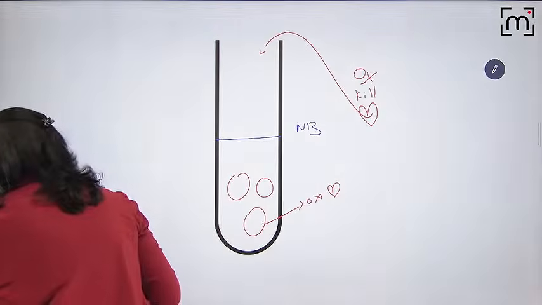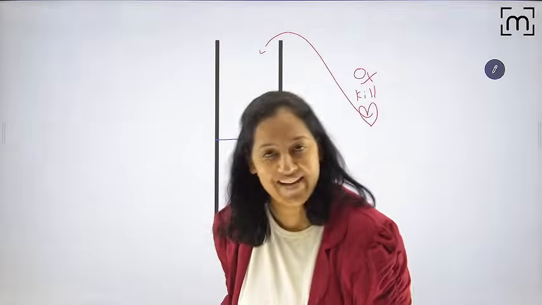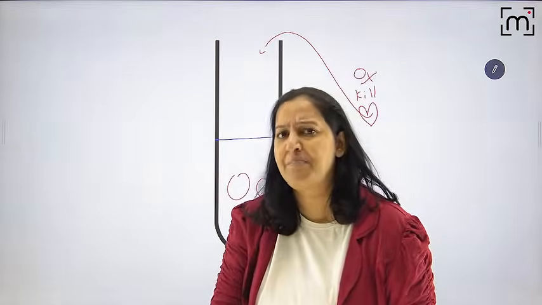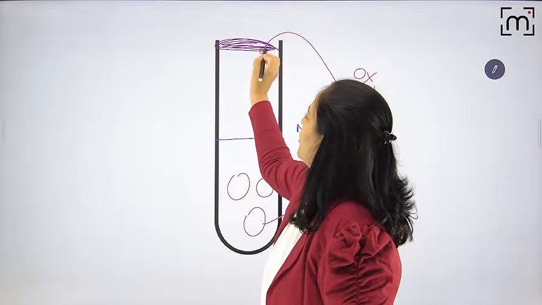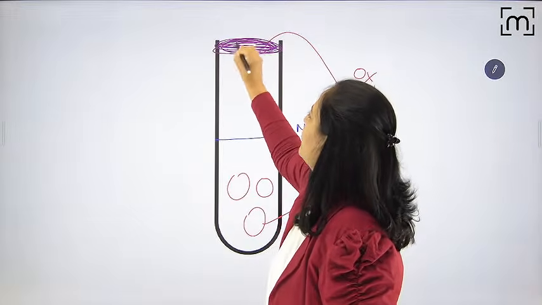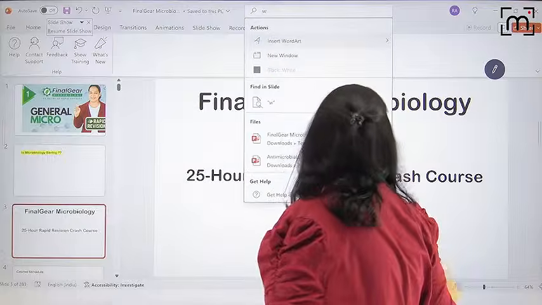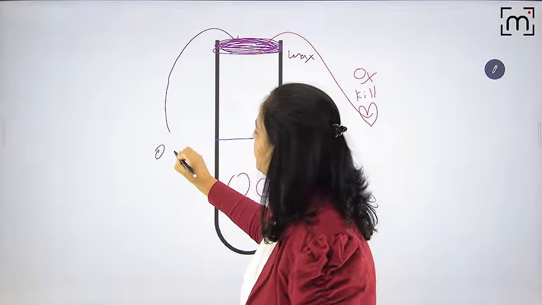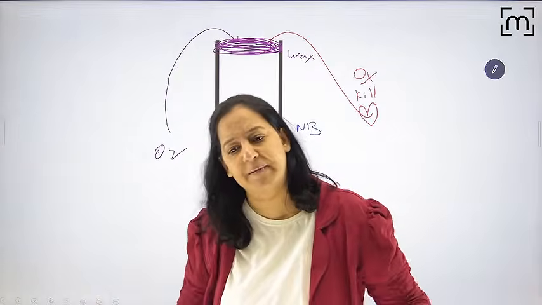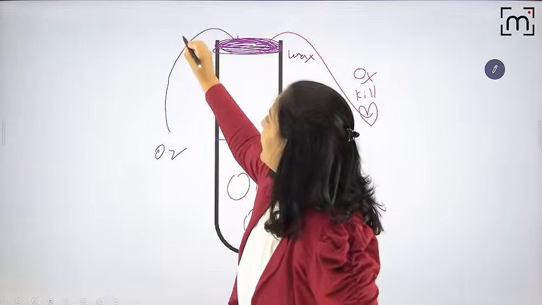Next, you have to take paraffin wax, sterile. And you have to close the mouth of the test tube with the paraffin wax, so that no new oxygen can enter. Seal it completely. Seal the mouth. No new oxygen can enter now.